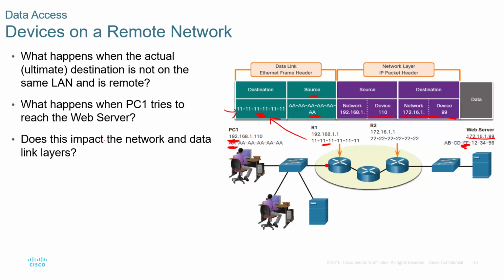Right, going to the text thread: what happens when the actual destination is not on the same LAN and is remote? What happens is the destination MAC address becomes the MAC address of the default gateway. It's very important because you will definitely be tested on that knowledge.